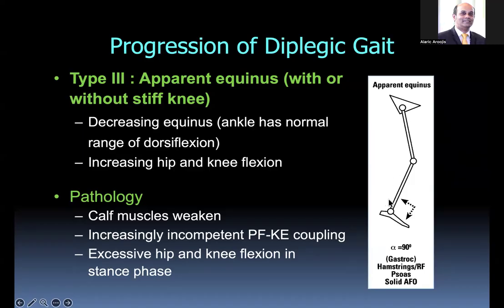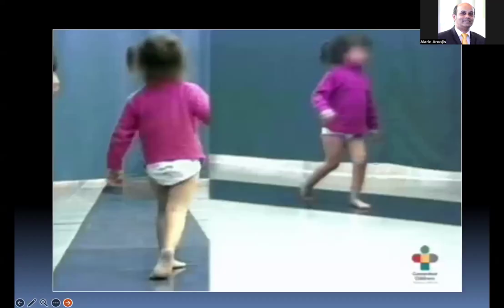So in fact, here the calf muscles are quite weak, and you can see that increasingly, the very overactive plantar flexion knee extension couple is now transitioning to an incompetent plantar flexion knee extension couple, because these children are getting weaker as they grow bigger, and the muscles are now unable to maintain their anti-gravity stance.